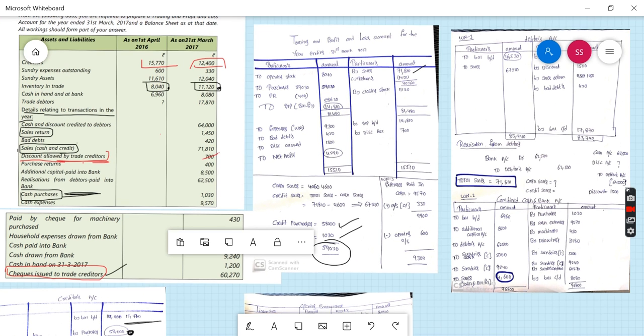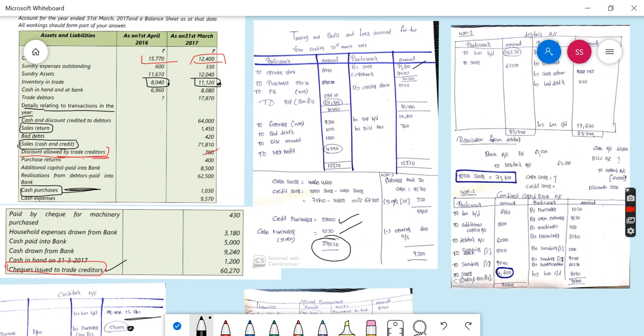The same will be recorded in the trading account: to purchases 59,030, whatever we got here, and from that we need to deduct the purchase returns. We'll get 58,630. Purchase returns you need to record in the creditors account and also in the trading account, and the sales return you need to record in the debtors account as well as the trading account. You might have already learned the format in 11th or 12th for the preparation of the trading account, so we need to stick to the format only.